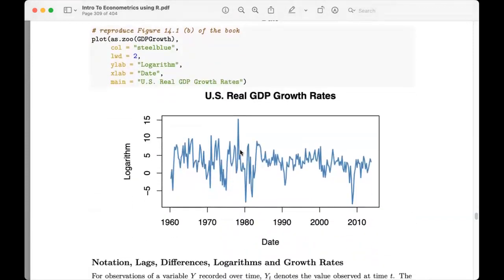Using the US real GDP, now we could see the growth rates. We could see how the GDP has been growing over time. This doesn't look stationary to me, but anyways, we could test that, and the chapter will show us how to test for stationarity.